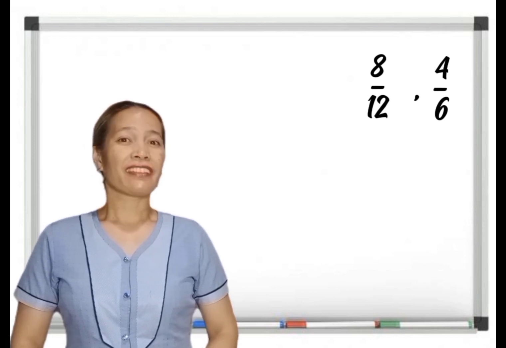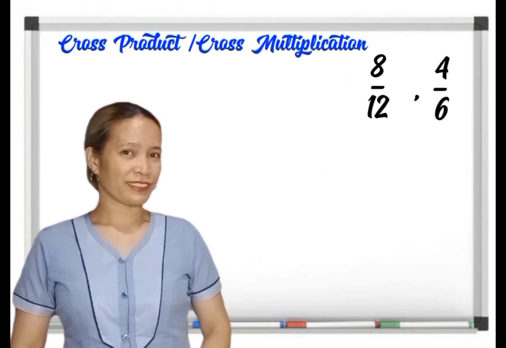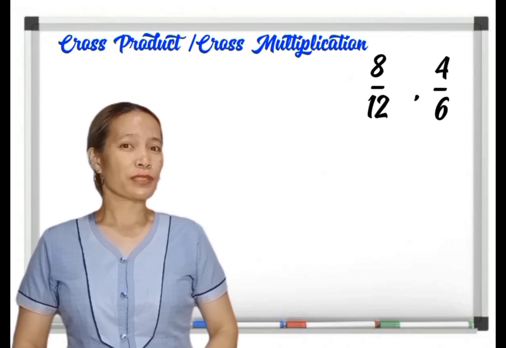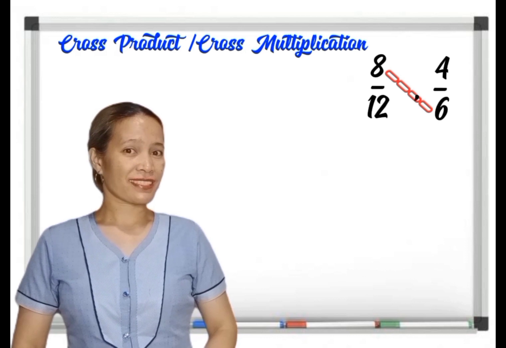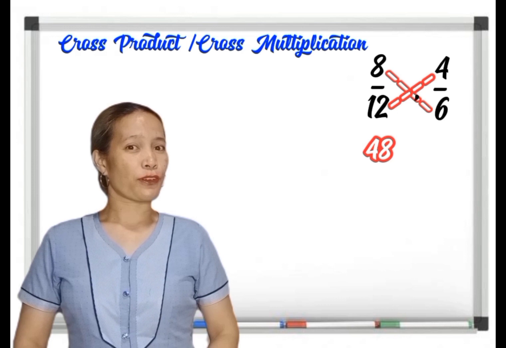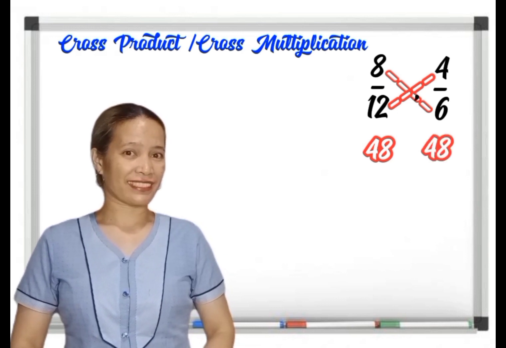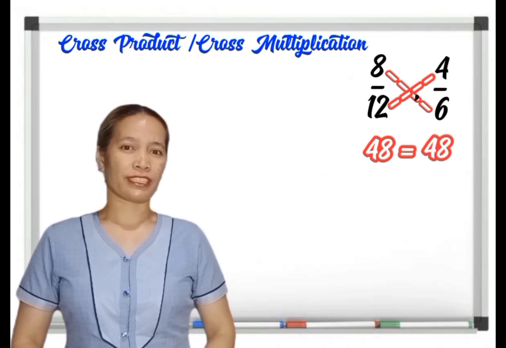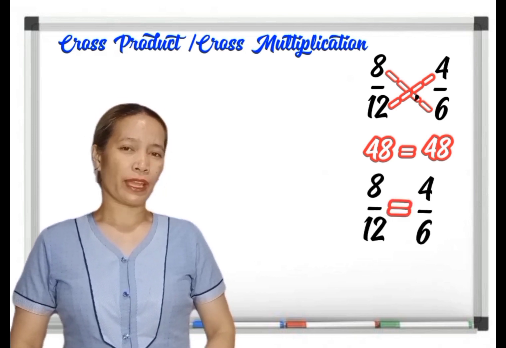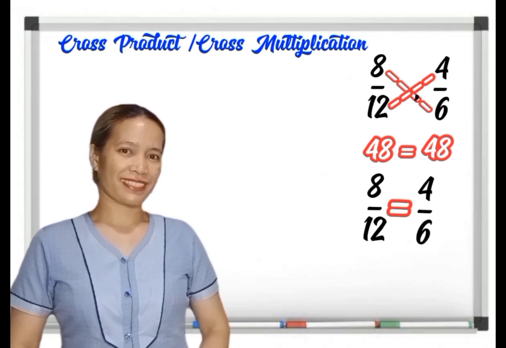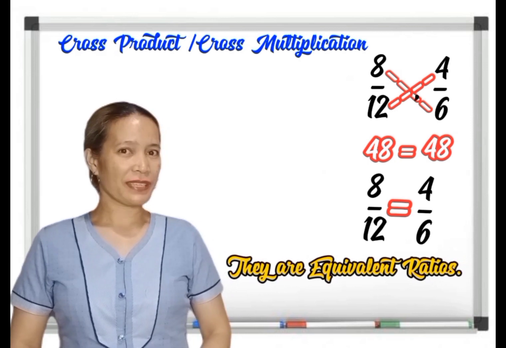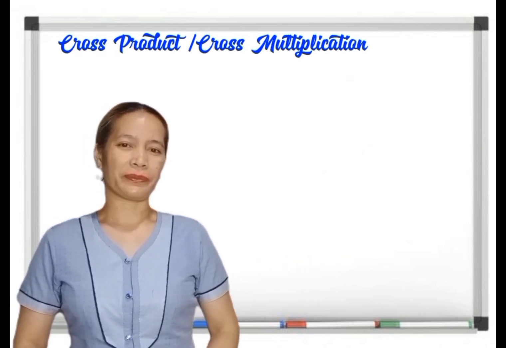Gagamitan natin sila ng cross-product method. Okay. When we say cross-product method, we are going to cross-multiply 8 times 6. The answer is 48. And then 12 times 4, the answer is 48. 48 is equal to 48. Then, we can say that 8 over 12 is equal to 4 over 6. And they are equivalent ratios. Okay?